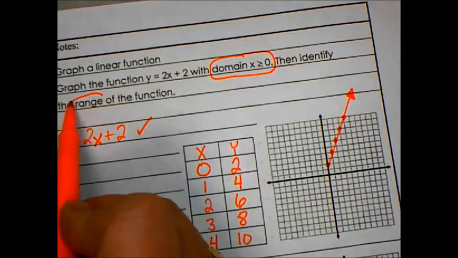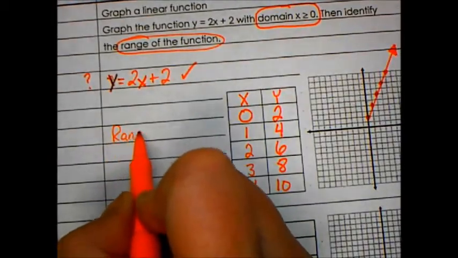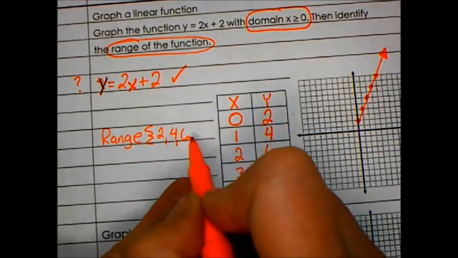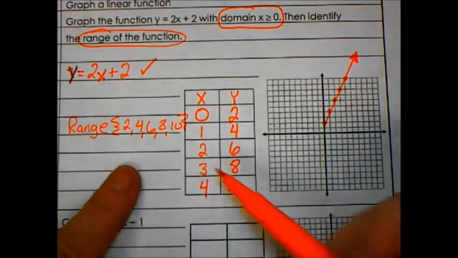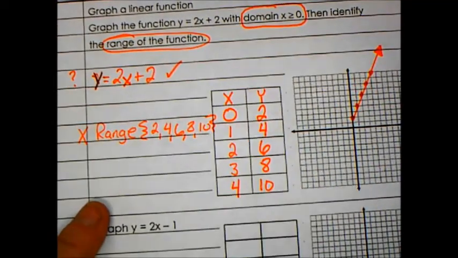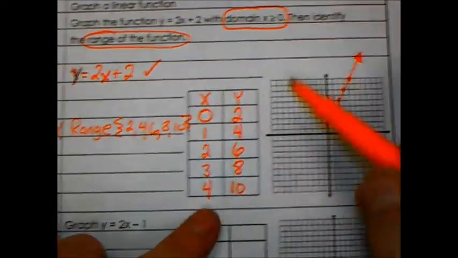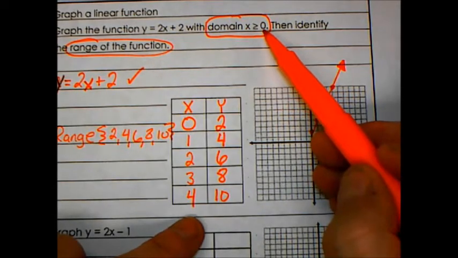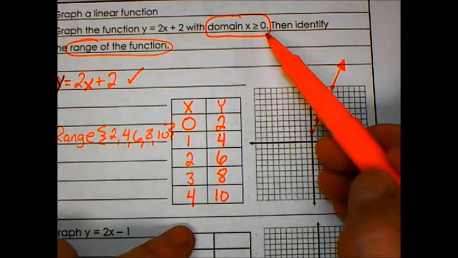Now, last thing, we got to identify the range. So I'm going to look at here. Here's my range. And typically you would say, okay, well this would be 2, 4, 6, 8, and 10, and you'd close it off. If you write this for this problem, this would be wrong. Because in this setup here, did they tell me the x's I had to use? The only thing they told me was I had to be 0 or bigger.